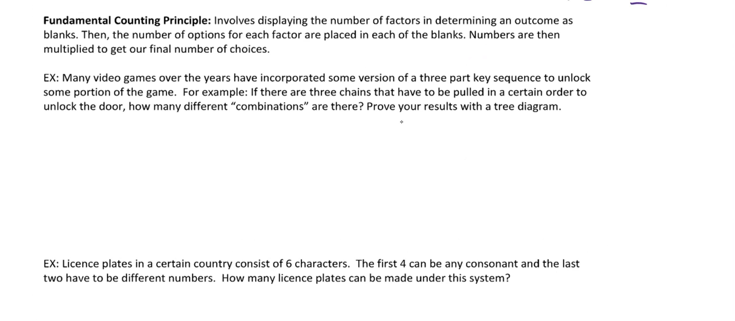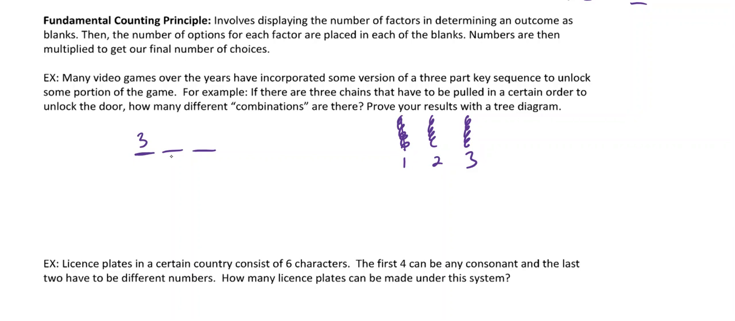But all right, so here's the idea. So you've got chain number one, chain number two, and chain number three, and we have to pull those in a certain order to unlock the door, right? Okay, so, fundamental counting principle. We just do it this way. We'd say, okay, how many ways are there for my first pull? Well, I could either pull one, two, or three. So we'd say there's three different ways that that could happen.